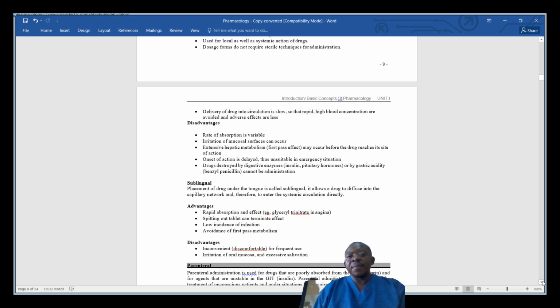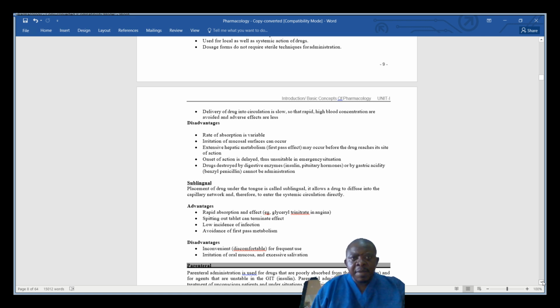When you're giving drugs through the oral route, we said that the release of the drug into the blood is variable and it is slow. So the concentration in the blood cannot be high at one time or within a short period of time. But in an emergency, it becomes very difficult because you need the higher concentration in order to reverse, let's say, poisoning or toxicity of another drug. So in an emergency, it becomes difficult to use drugs that can be given through the oral route.